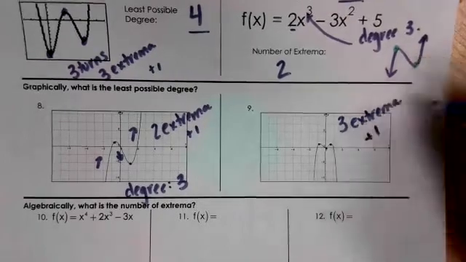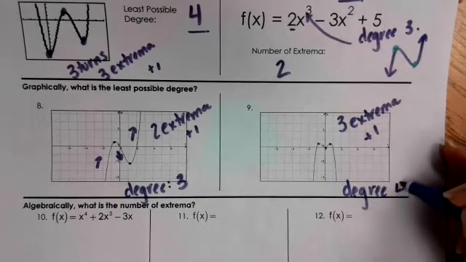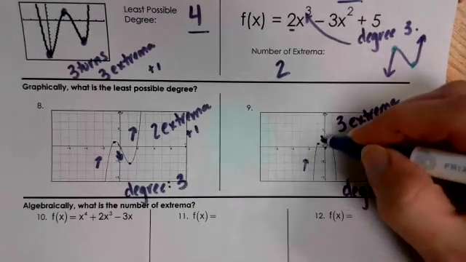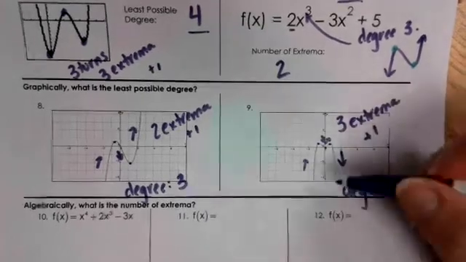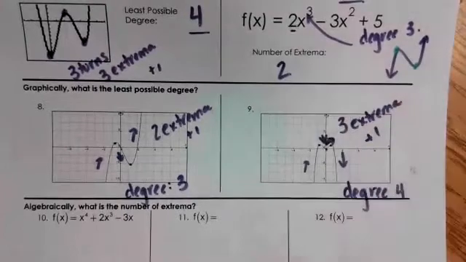If I add one to it, it will give me a least possible degree of 4. And I can see up, down, up, down. So it's going in 4 different directions. Sorry, my pens are not very smooth.